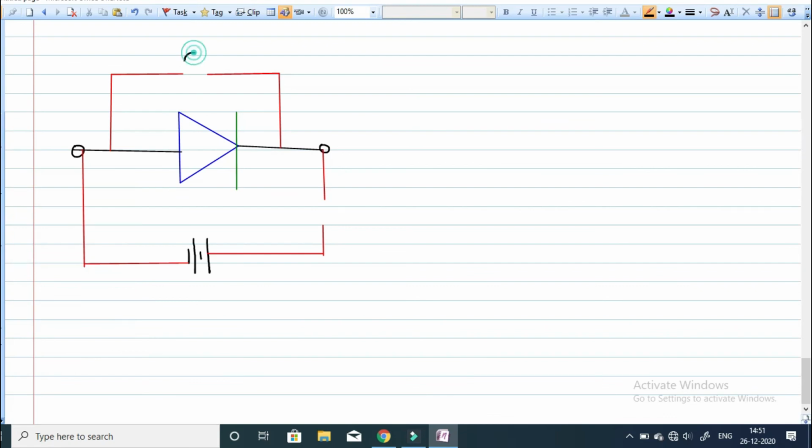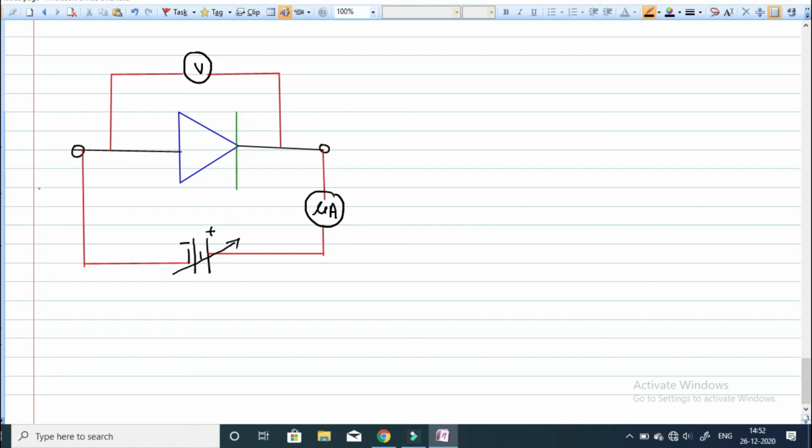Here one voltmeter is connected and here the ammeter is connected in series. Here one microammeter is connected, and this is your positive terminal, this is your negative terminal. So this is the circuit diagram during the reverse biasing. We can connect a switch also, and this is your variable battery.